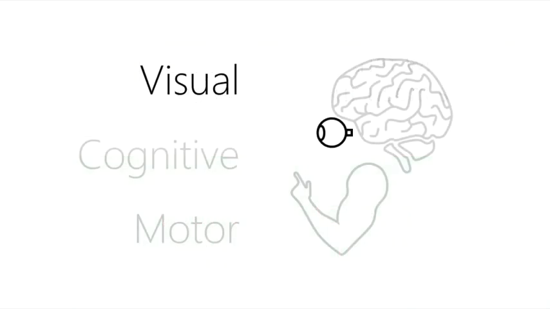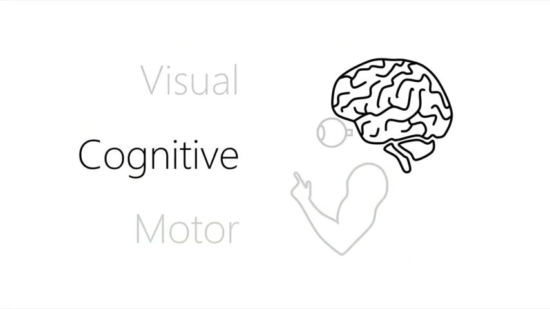Now this is a good segue into our next section, which is about how the brain interprets what we see with our eyes. So let's see a few tips on the cognitive aspects of human biology.